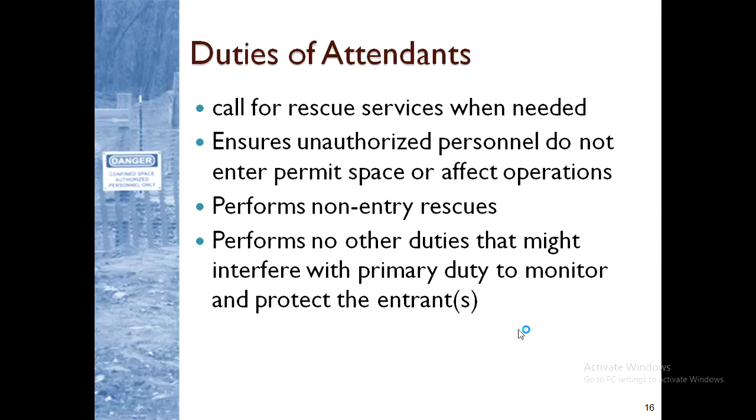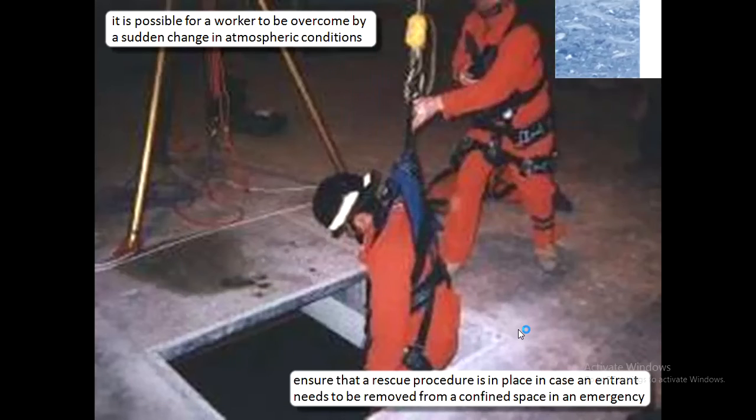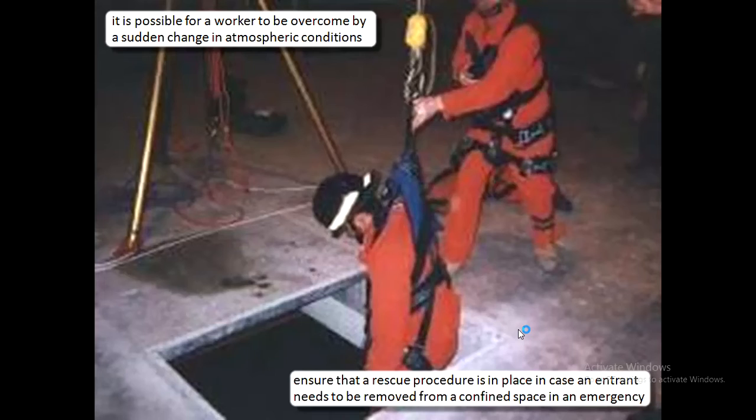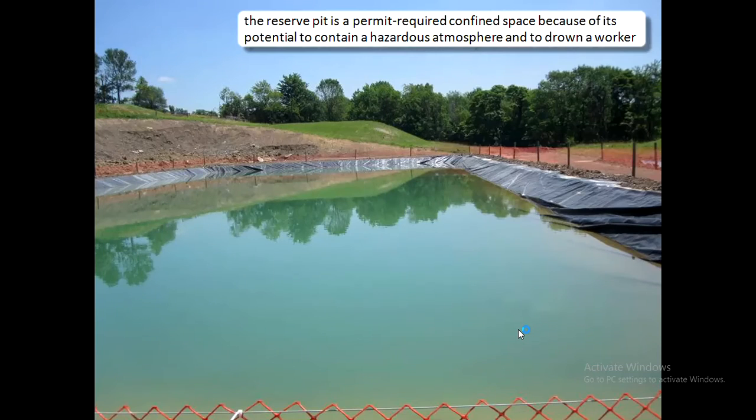Ensure unauthorized persons do not enter the permit space. Perform no-entry rescue and perform no other duty that might interfere with the primary duty to monitor and protect the entrants. It is possible for a worker to be overcome by a sudden change in atmospheric conditions. Ensure that the rescue procedure is in place in case the entrant needs to be removed from the confined space in an emergency.